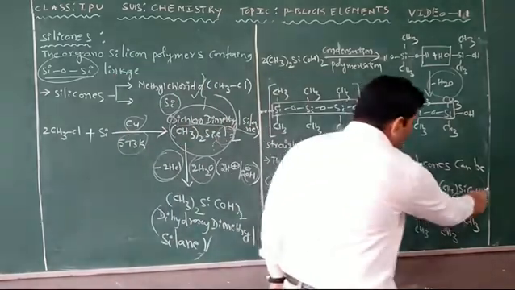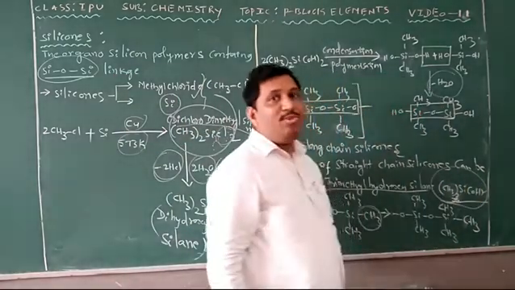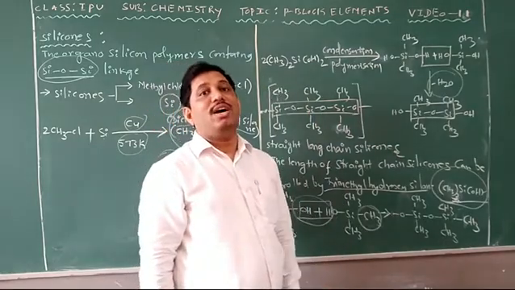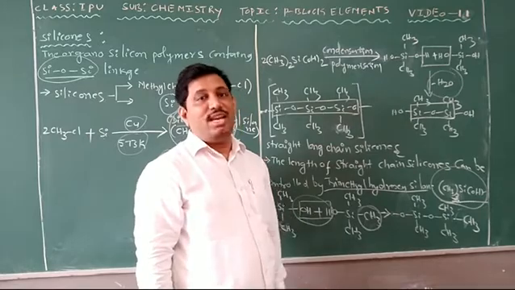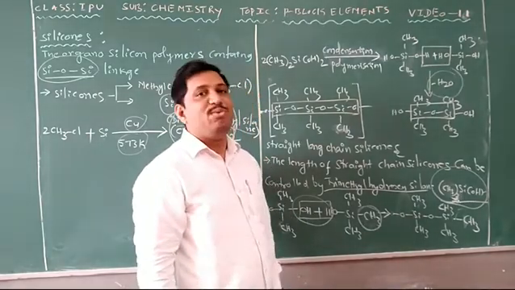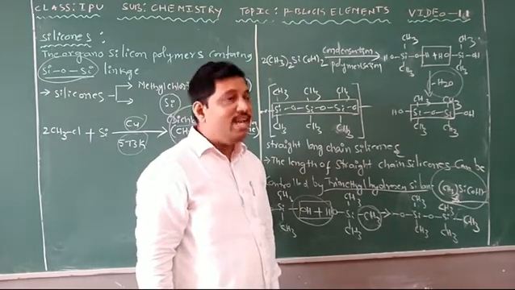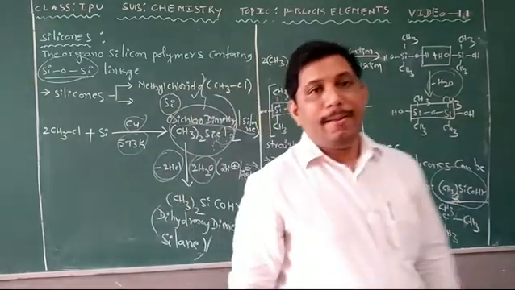It is also important, student, which compound can be used to block or control the length of the straight chain silicone, that is trimethyl hydroxysilane. (CH3)3SiOH. Copy this, student.